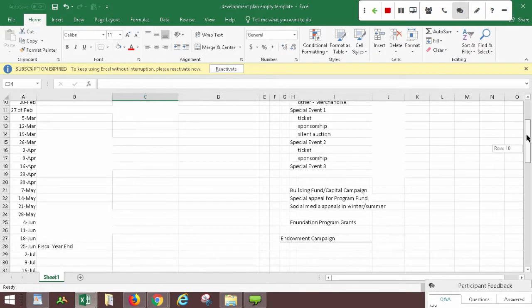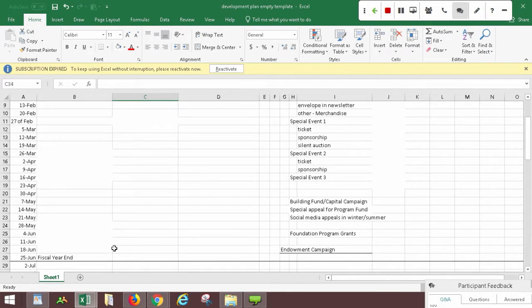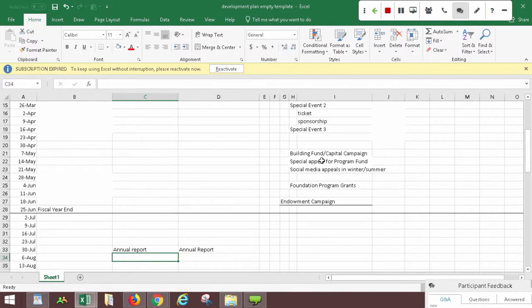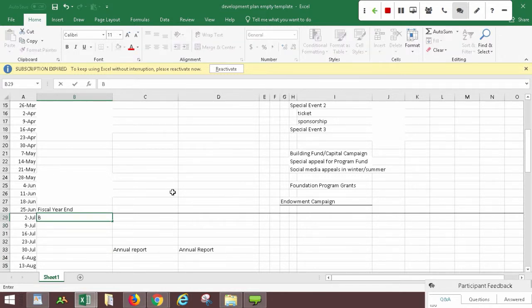But normally, the next question I like to know is, okay, if this is your fiscal year end, when do your new board members start? Or is your fiscal year the same as a board year? In most organizations, that's the case. So I would mark here that the 1st of July is when new board members start.